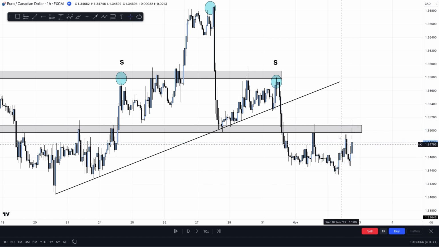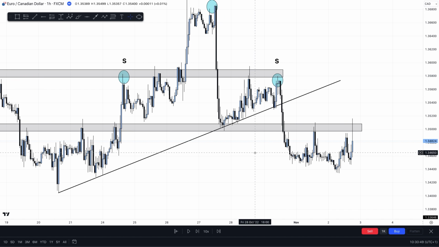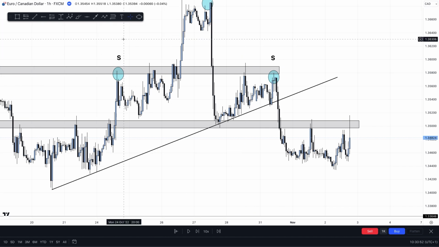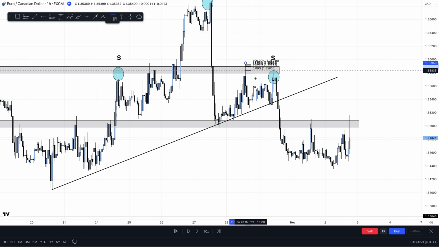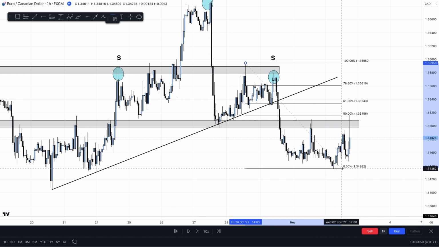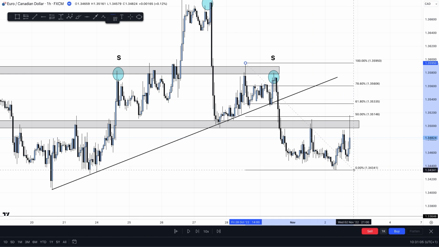But why does that happen? Why have we had this wick to the upside? Yes, because we're stopping people out, but there's another thing. We always like to add an extra confluence into our trading. And the confluence I like to use with the head and shoulders pattern is the Fibonacci retracement tool, okay? And we draw it from the swing high and we drag it to the swing low. And as you can see, in this example, we have actually come up to touch the 50% Fibonacci retracement level.